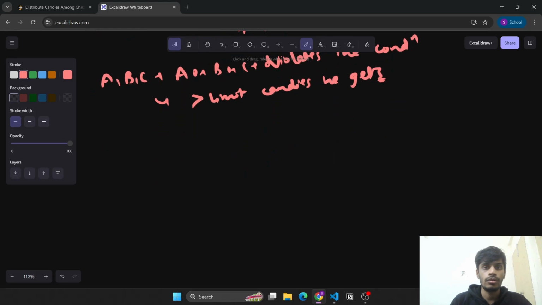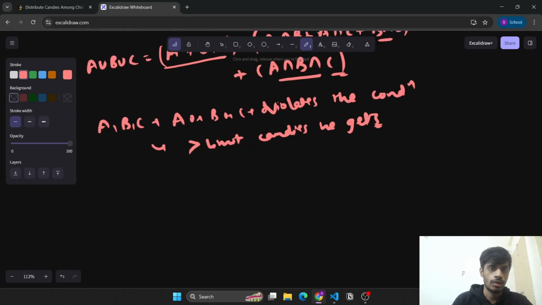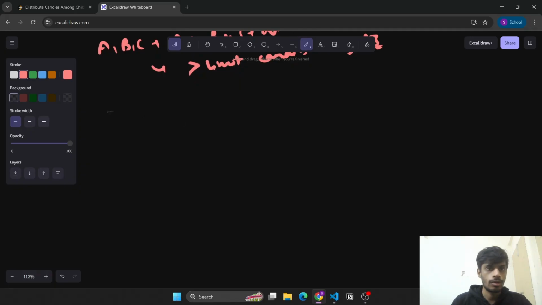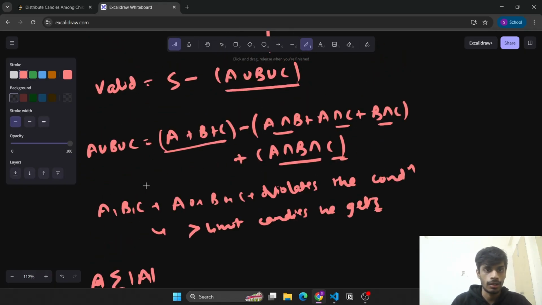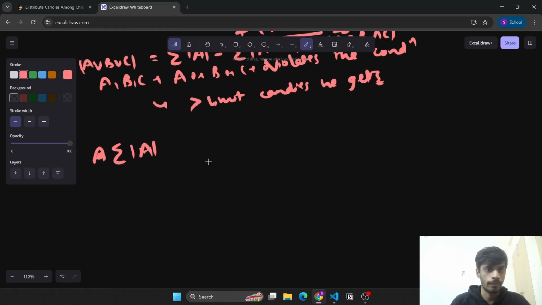right? So now we need to find this A plus B plus C, then A intersection B, A intersection C, and so on. So let's try to find the first values. Summation, suppose I denote it by summation mod A. Alright, so this can be rewritten as summation mod A minus summation mod A intersection B plus mod of A intersection B intersection C. This is what A union B union C is currently. Now we need to find out summation mod A.